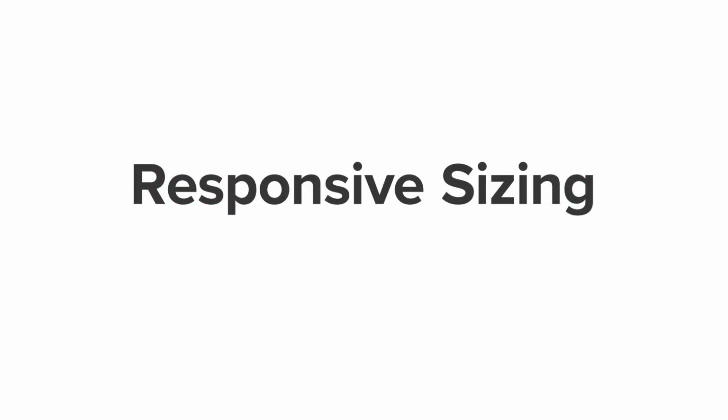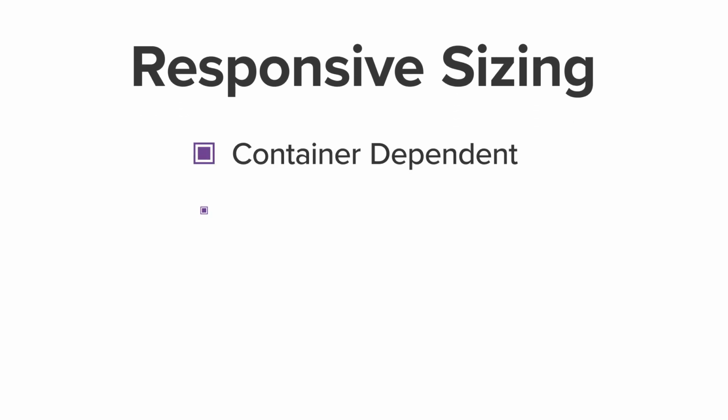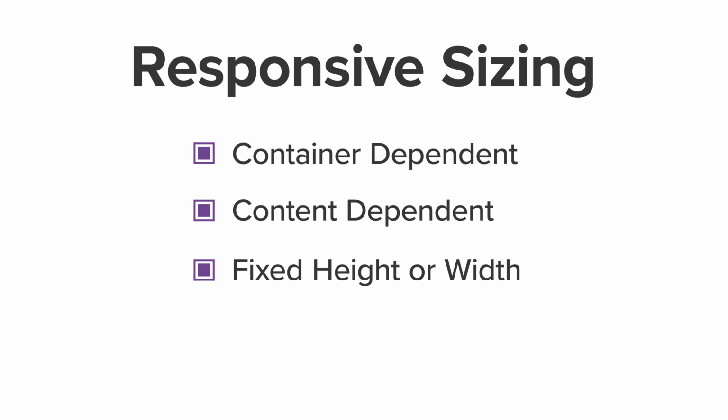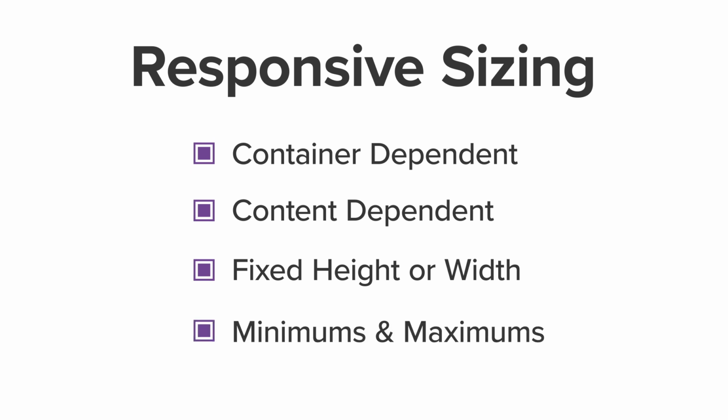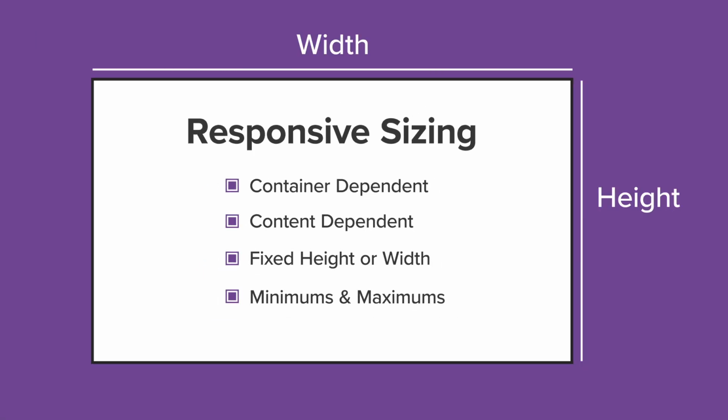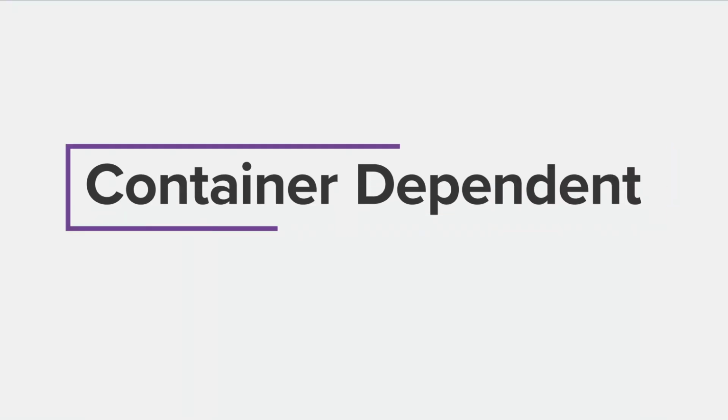You can master this language by understanding 4 simple concepts: container dependent, content dependent, fixed height or width, minimums and maximums. These terms explain the height and width of your UI components. Let's dive into each one of these, starting with container dependent.